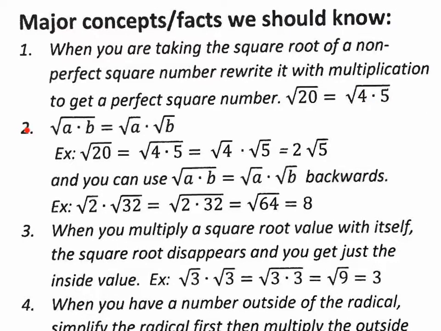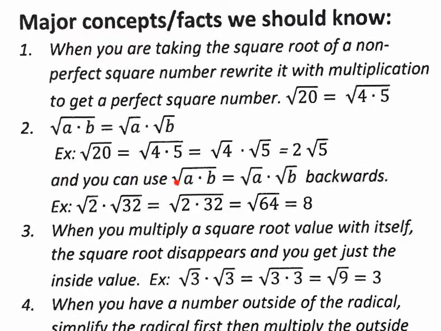The next important thing that you need to know is the key concept that when you have two terms that are being multiplied inside a radical, you could take that radical and split it to each of the terms and have multiplication between them. We should all be comfortable with that because when we have the square root of 20, it's not a perfect square number. We rewrite it with multiplication to get a perfect square number. Now, because of the above key concept, we're able to split the root, and we could do the square root of 4, and the square root of 5 stays the same. So the square root of 4 is 2, and the square root of 5 stays the same. So the answer is 2 square root of 5.